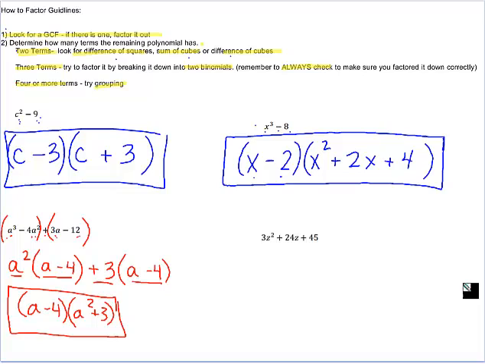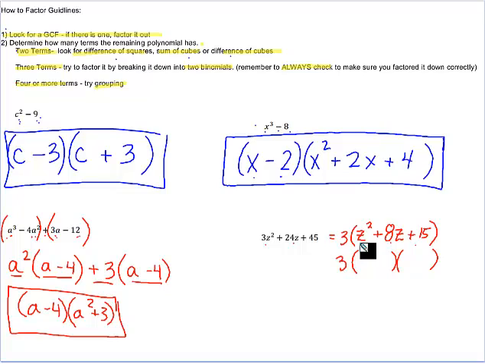Okay, next one, 3z squared plus 24z plus 45. So first we look for a GCF. 3z squared, 24z, and 45 have a greatest common factor of 3. So we're going to take that 3 out. When we take the 3 out, we are left with z squared plus 8z plus 15. Now, inside the parentheses, we have a trinomial. So we are going to try to break that down into 2 binomials.